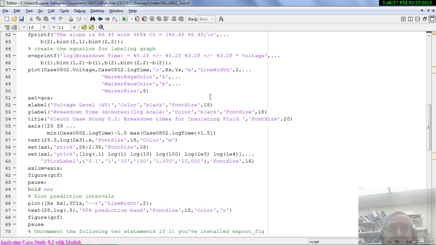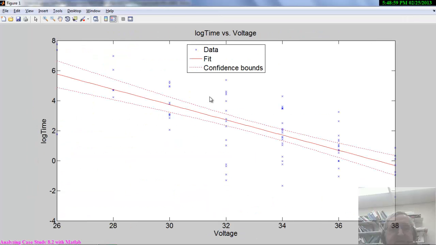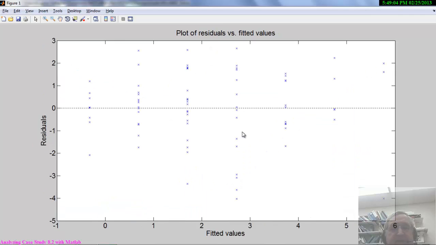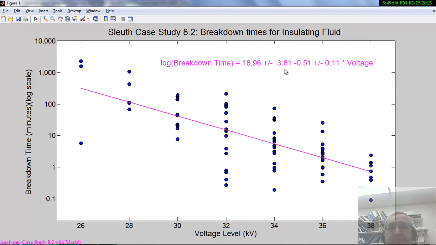So now we hit F5. This will run the analysis, just these diagnostic plots. And here, this is better, that it's 18.96 plus or minus 3.81. That one I could probably cut down from 5.2 to 4.1. And then the slope is minus 0.51 plus or minus 0.11. So 2 significant figures is more than sufficient. And that's what I wanted to demonstrate.